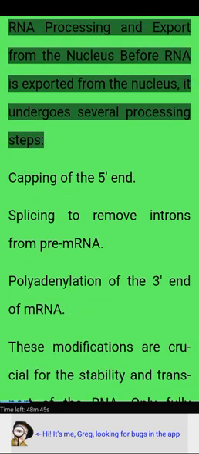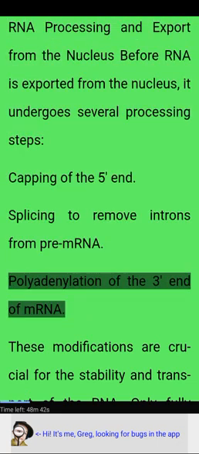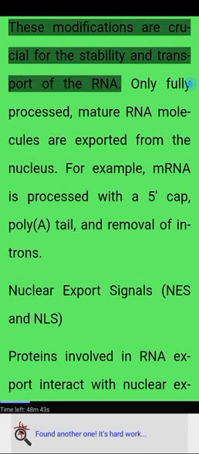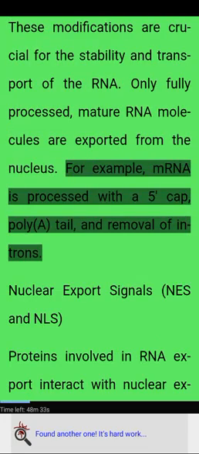Before RNA is exported from the nucleus, it undergoes several processing steps. Capping of the 5' end. Splicing to remove introns from pre-mRNA. Polyadenylation of the 3' end of mRNA. These modifications are crucial for the stability and transport of the RNA. Only fully processed, mature RNA molecules are exported from the nucleus. For example, mRNA is processed with a 5' cap, poly A tail, and removal of introns.